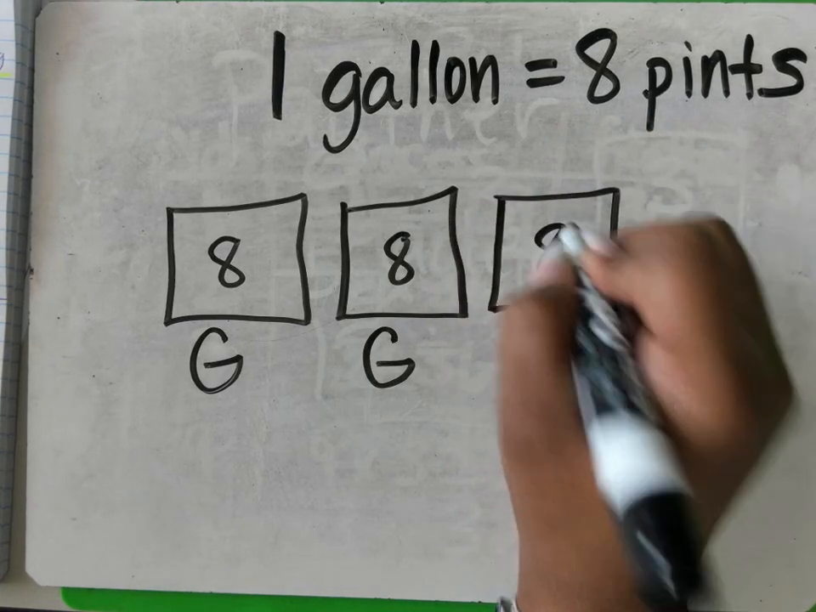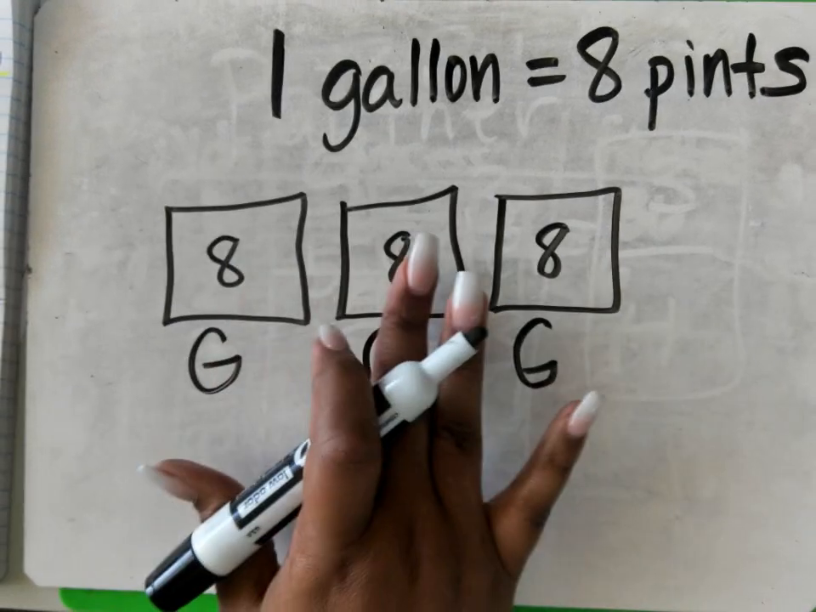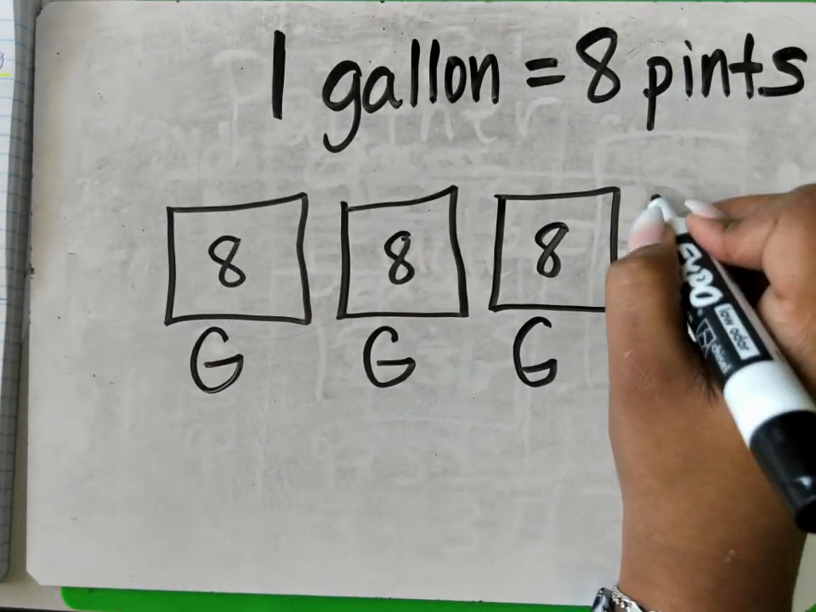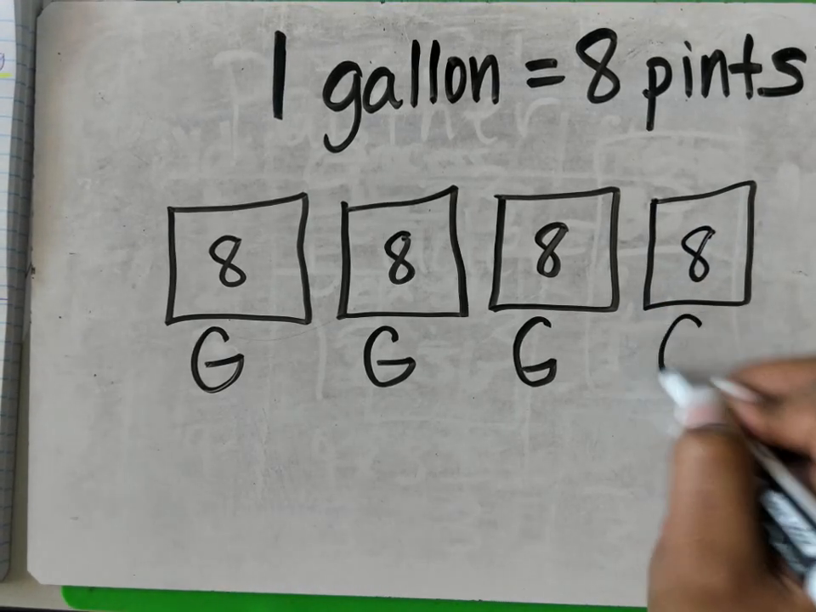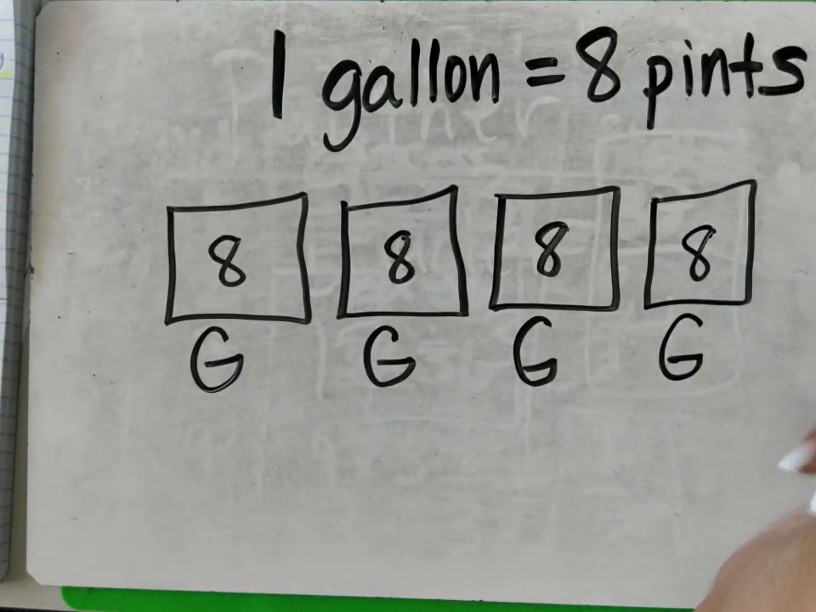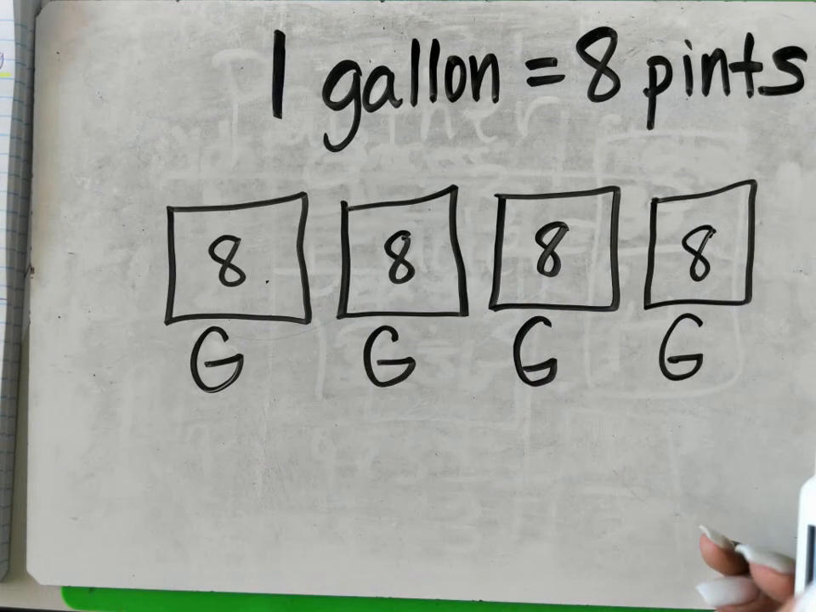Another gallon I have is another 8 pints. So that's 8, 16, 24. And if I have 4 gallons, I have another 8 pints. So that's 8, 16, 24, 32.